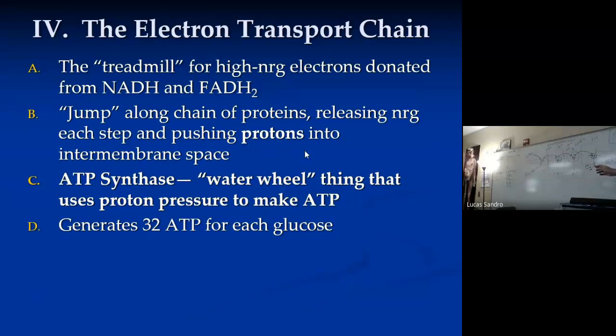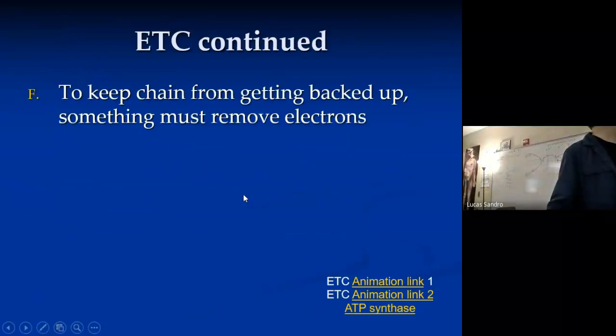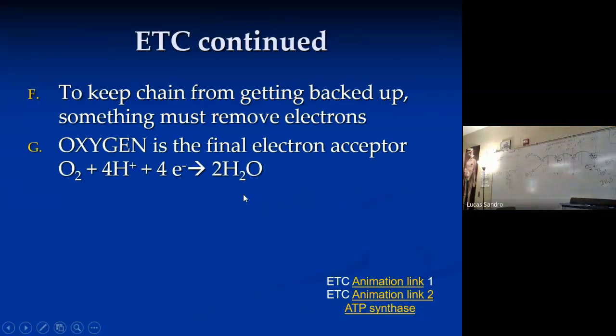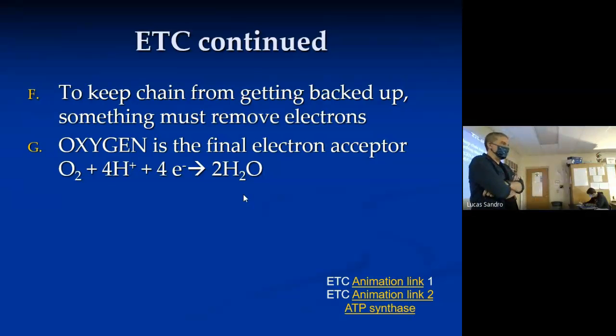One O2's worth of oxygen will grab 4 electrons and actually grab 4 protons along for the ride. What's 4 electrons plus 4 protons? What's that going to make? Yeah, 4 hydrogens. What's 4 hydrogens plus 2 oxygens? It's going to be 2 water molecules. Yeah, so oxygen is your final electron acceptor. I don't want to oversell this, but you've spent 15 years of your life not knowing why you have to breathe.